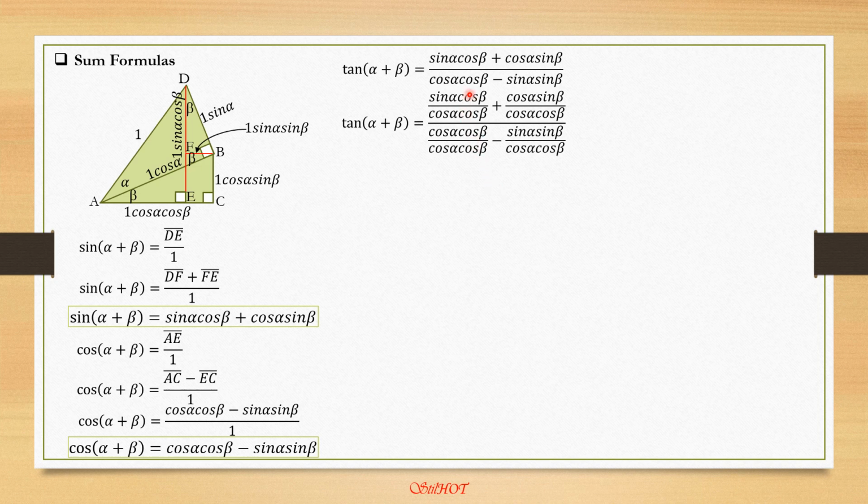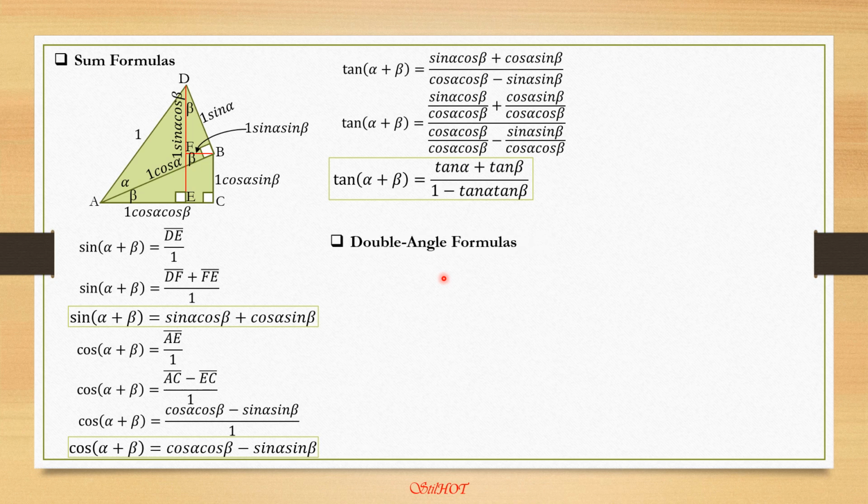So we can cancel cosine beta in the first term here. Sine over cosine alpha is tangent alpha. So this is tangent alpha, cancel cosine alpha, so this is tangent beta. This is 1 minus tangent alpha tangent beta. So therefore, tangent of alpha plus beta is tangent alpha plus tangent beta all over 1 minus tangent alpha tangent beta.